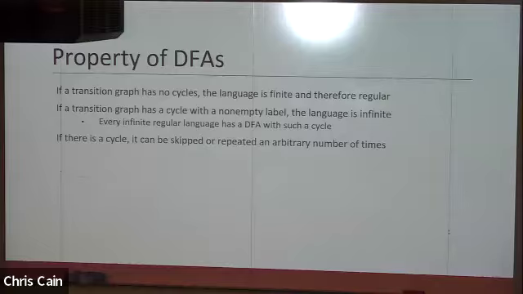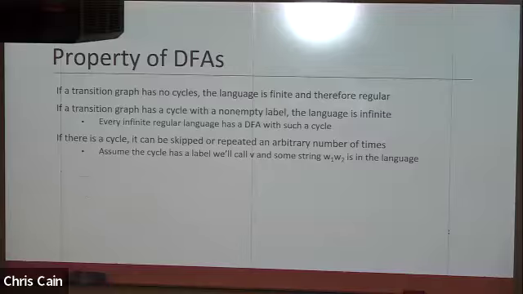So when we have a cycle, we can skip the cycle, which means iterate it 0 times, or iterate it an arbitrary number of times. We're going to start using some terminology to represent these concepts because we can represent more complex concepts more succinctly in terms of the terminology that we use, but it's important to understand what they represent before we start using that terminology, otherwise that gets lost. So we're going to assume that this cycle has a label. Those are all of the input characters that are consumed when you run through that cycle once.